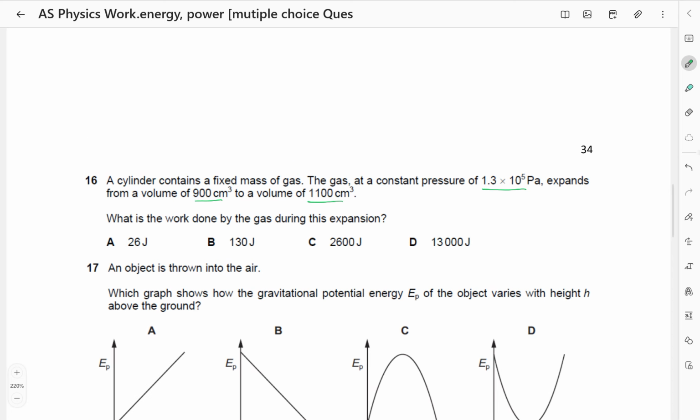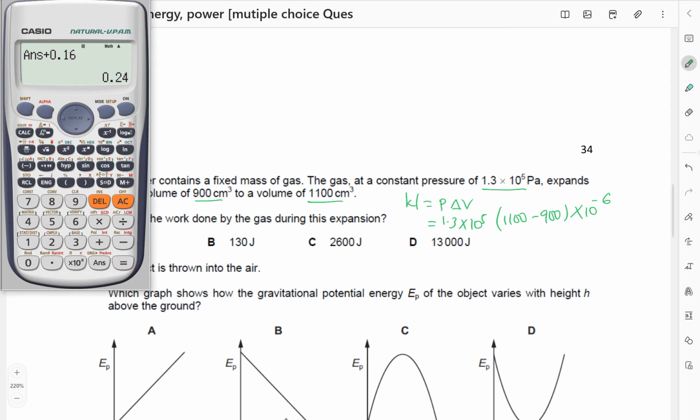So work done is equal to pressure times the change in volume. So pressure is 1.3 times 10 power 5. The volume changes from 900 to 1100, but it is in centimeters cubed, so I will say times 10 power negative 6 to change it to meters cubed. So I have 1100 minus 900 times 1.3 times 10 power 5, which is 2.6. Sorry, that is 26,000. Is it 26,000?